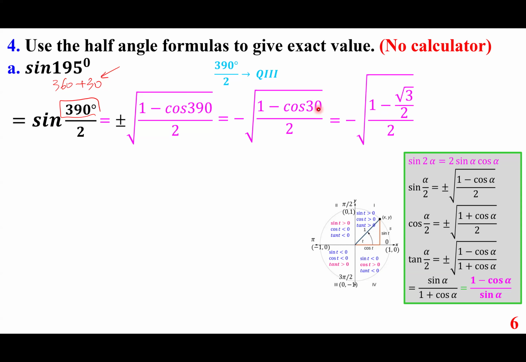Now, if I multiply the top and the bottom by 2, first of all, these 2s become 4, which comes out as 2. Secondly, when you multiply this one by this one, you get 2. When you multiply this one by this one, you get minus the square root of 3. And that's the exact answer. No calculators.